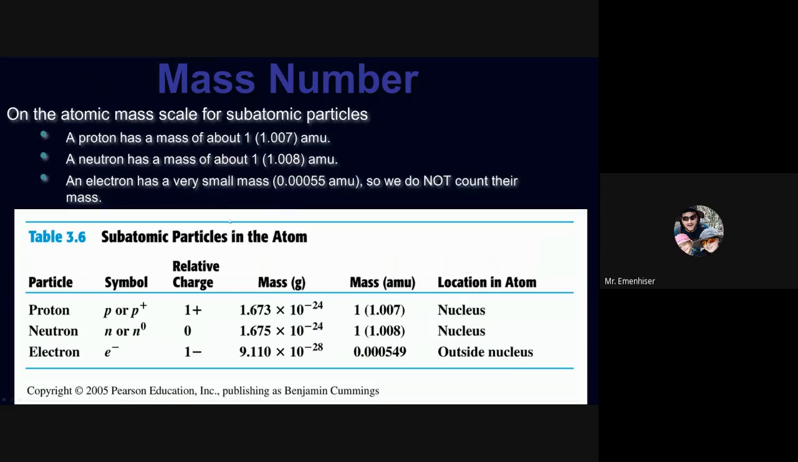So I'll skip these. Mass number is the mass of the nucleus. It's protons plus neutrons. The proton has a mass of about 1. The neutron has a mass of about 1. And then electrons have no mass, so we do not count their mass.